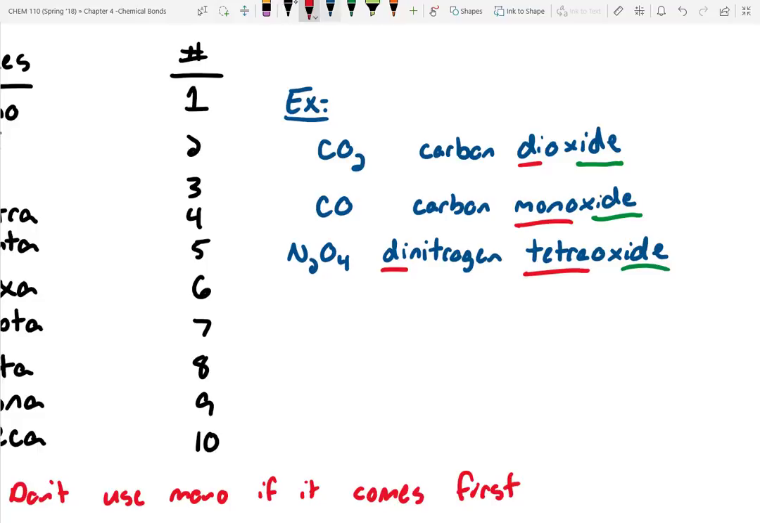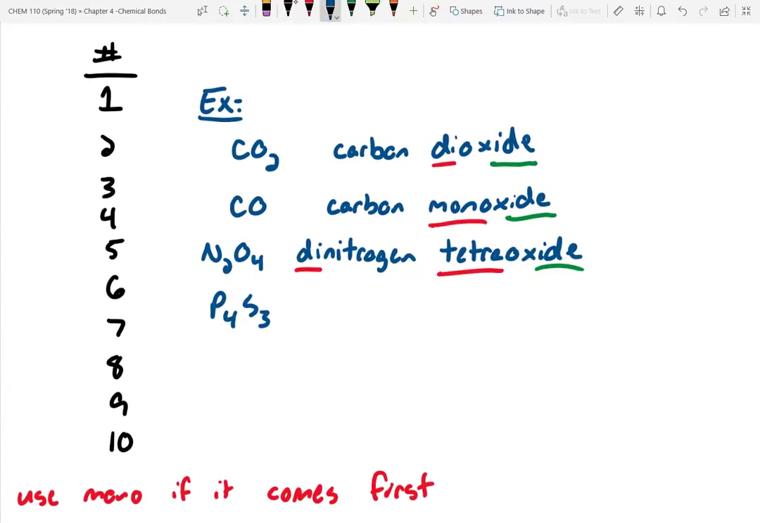Okay, let's do a couple more. Let's do P4S3. Give me a thumbs up if you think you agree with your neighbor. Would it be quad phosphorus? No. People would look at you funny if you said quad phosphorus. What would be better? Tetraphosphorus. Okay, so we'll fill that in.